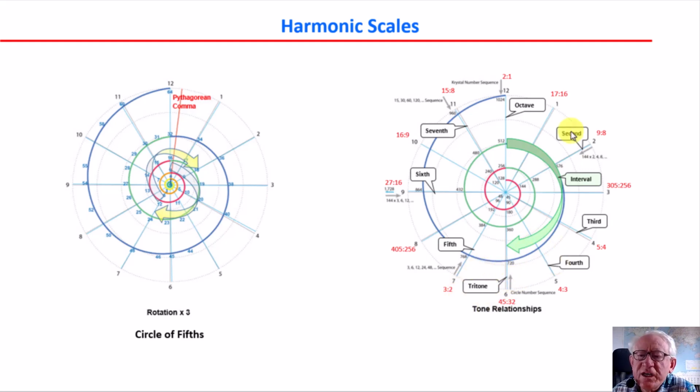Now, so 7 notes are selected. 7 of the most harmonic notes are selected from the 12 that are available, and these represent the strongest harmonic relationships. So we start with the octave boundary. Then we have the second note represented by relationship 9 to 8. We have a third note, fourth, fifth.